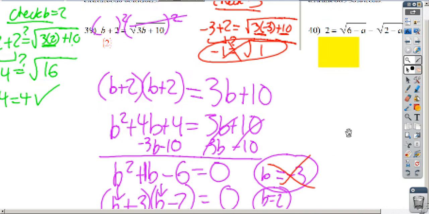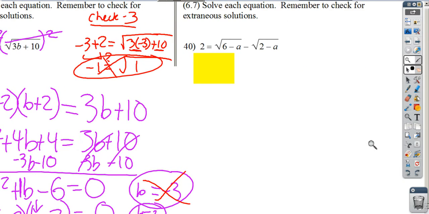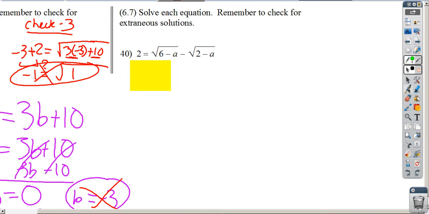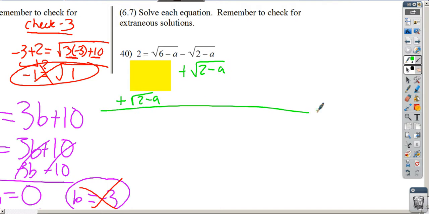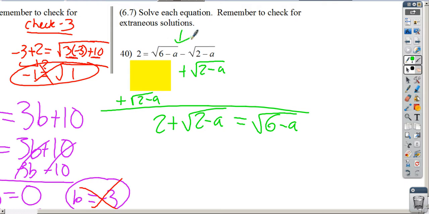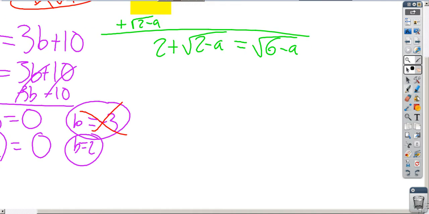Negative 3 is extraneous. Okay, this one is a little bit tricky, so we want to isolate the radical. There's two radicals. We should never try to square them when they're both on the same side. That would make it a lot harder. So let's move this one over to the other side. Now we have 2 plus radical 2 minus a equals radical 6 minus a. If you tried to square at this point, you'd have this really messy thing that you'd have to FOIL out, which is not a good idea if you can avoid it. Now at least one of the radicals is isolated. That's as much as we can isolate here, so we can square it.